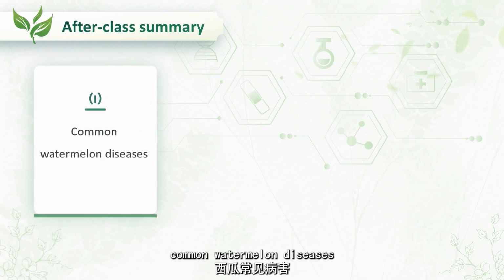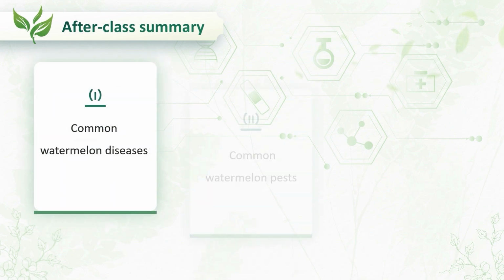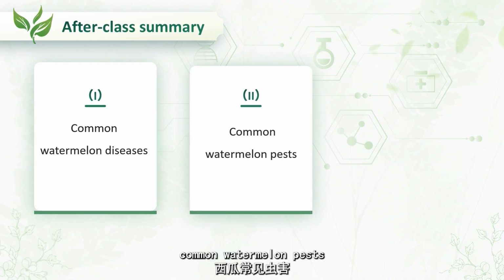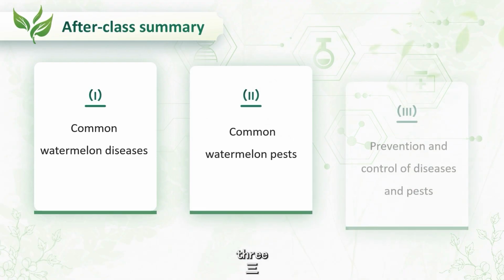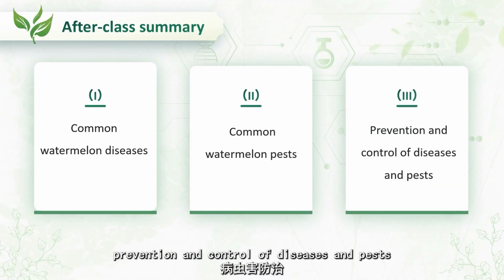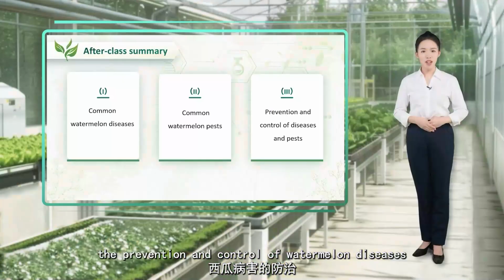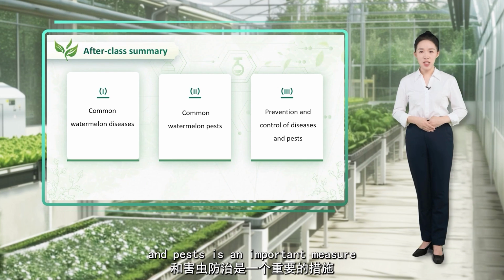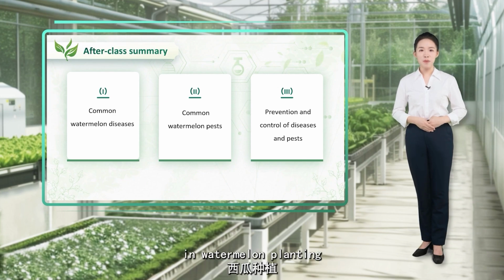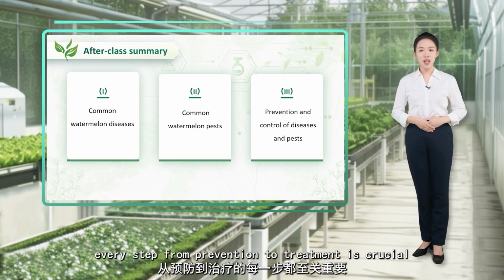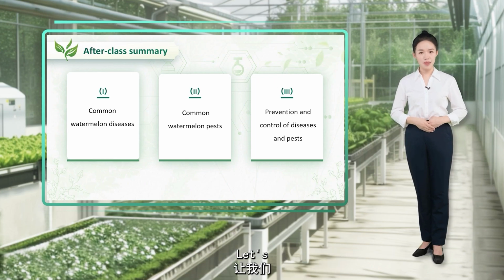1. Common watermelon diseases. 2. Common watermelon pests. 3. Prevention and control of diseases and pests. The prevention and control of watermelon diseases and pests is an important measure in watermelon planting. Every step, from prevention to treatment, is crucial.